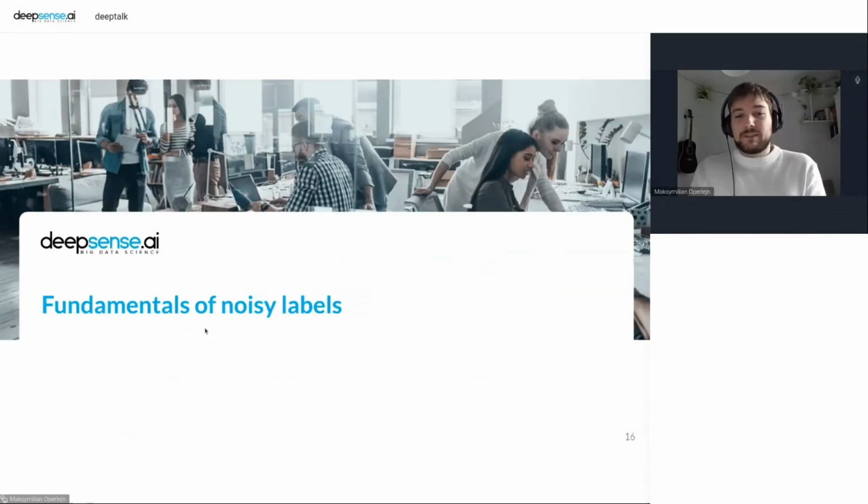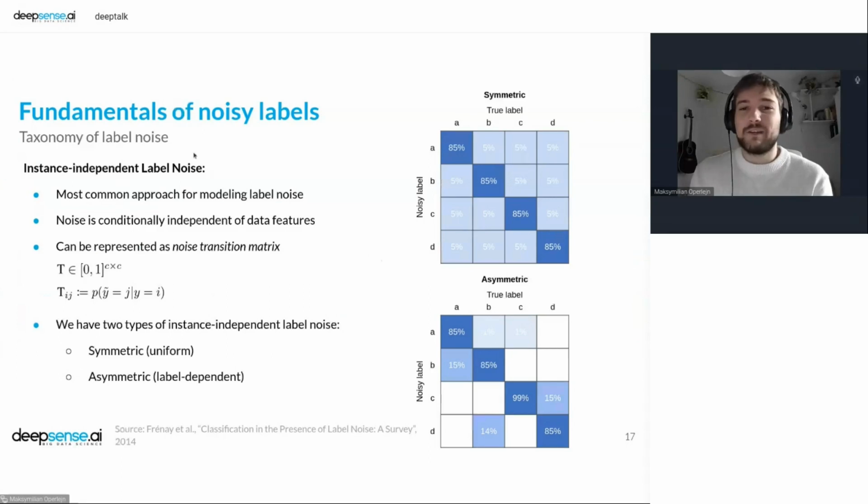So, the fundamentals of noisy labels. Basically, we all know what noisy labels are, but we got a taxonomy, so the categorization of the label noise. First of all, we got instance-independent label noise. So it's the most common approach for modeling label noise, and the noise is conditionally independent of data features. I will explain what that means in a little bit.